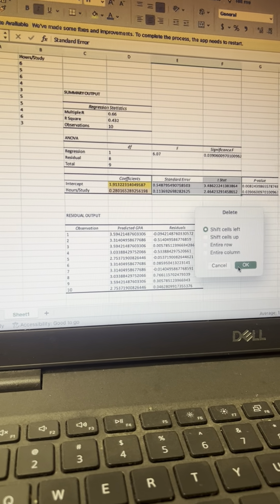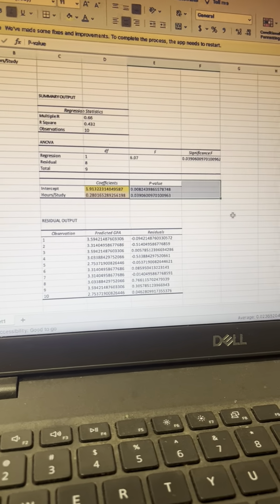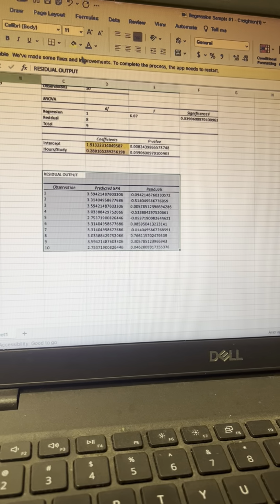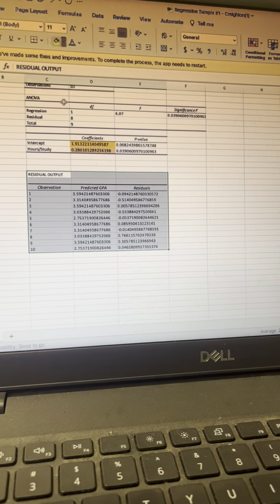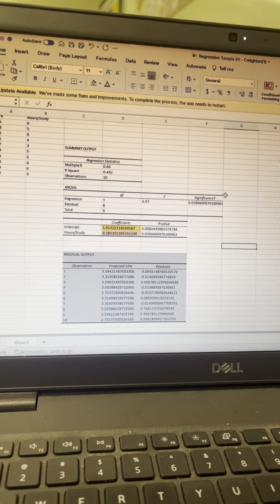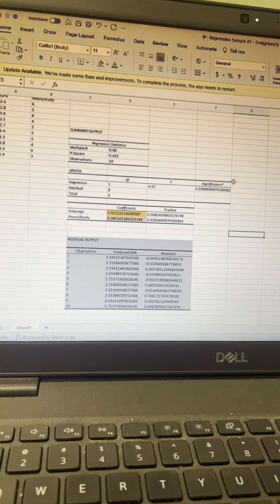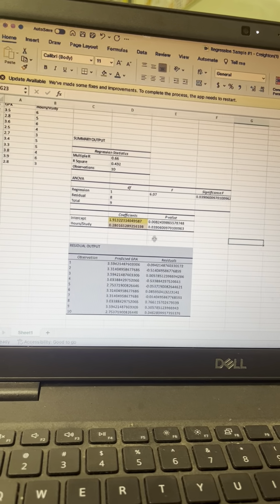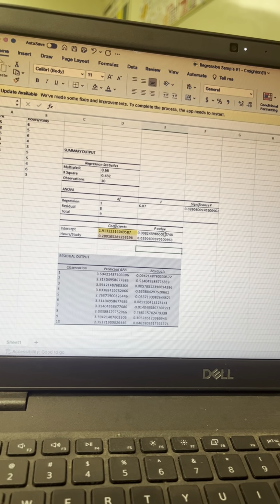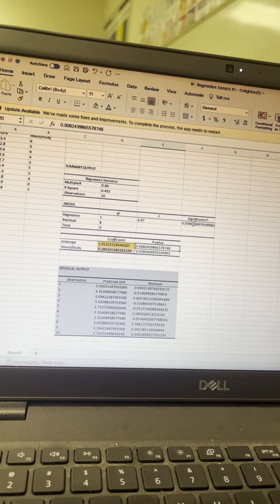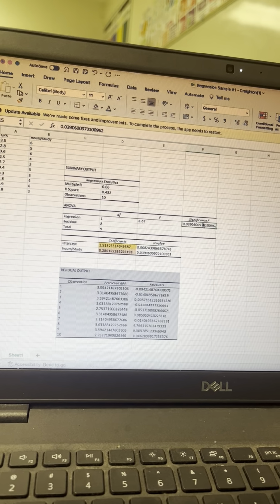Get rid of these and move them to the left. Everything stays in order. So this residual output, I'm just going to gray this out right now, for a purpose, because it'll be important in just a few minutes. What I have to do is look through here, and all significance is reported at the 3 decimal level. So this is truly 0.039.